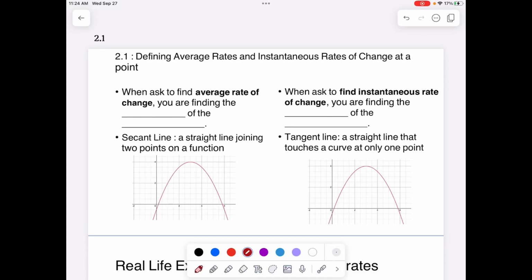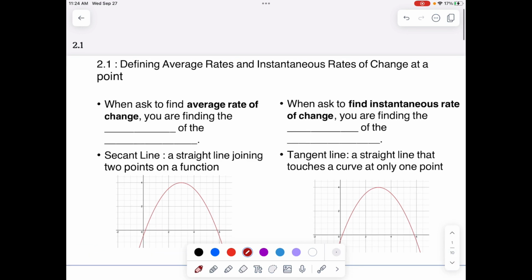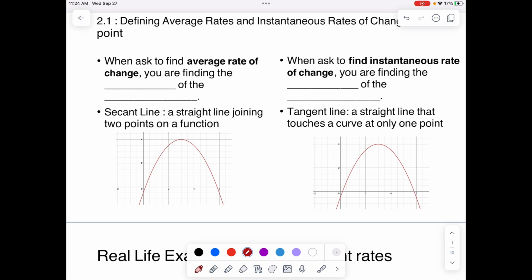Hello everybody, welcome to Unit 2. Unit 2 is going to be all about the foundations of derivatives. Before we get there, we are going to continue to talk about average rates of change and instantaneous rates of change. So that is 2.1. We have looked at these before, but we're going to talk about what average rate of change looks a little bit more graphically today.